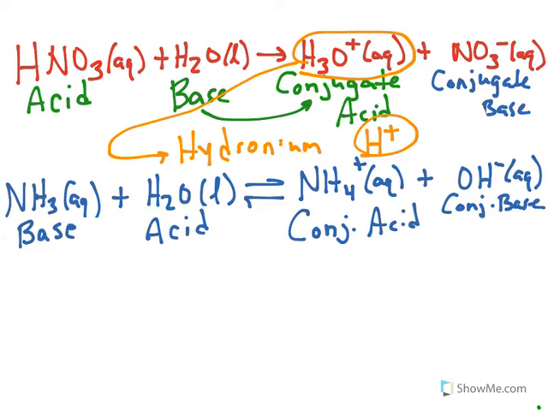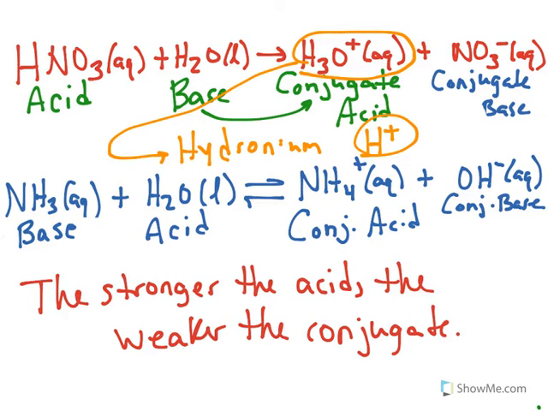Now, one last thing to point out about this is the fact that the stronger an acid is, the weaker its conjugate will be. And that's also true for bases. The stronger the base, the weaker its conjugate will be. And that even works in the other direction. If you have a really, really weak acid, it's going to have a strong conjugate.